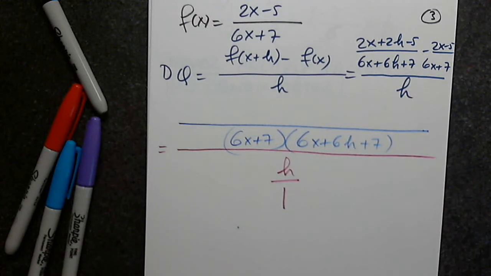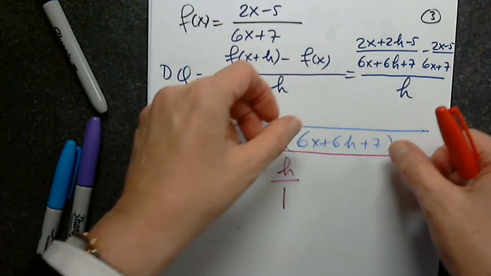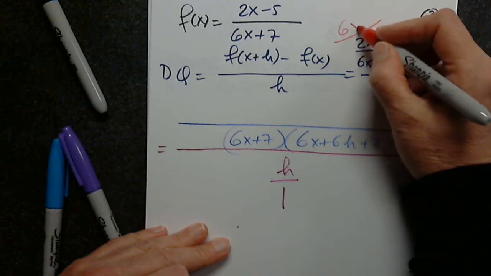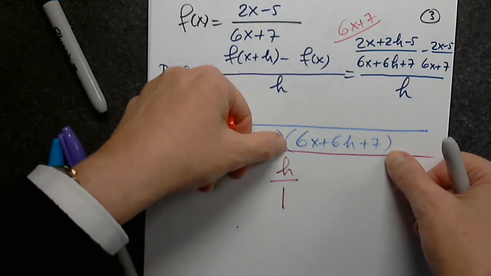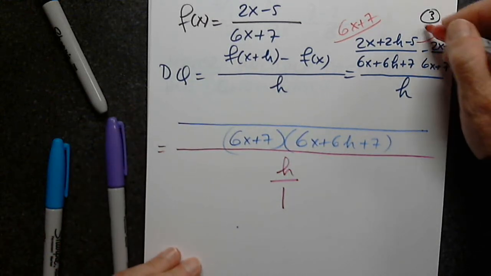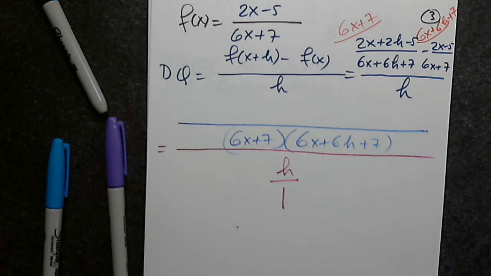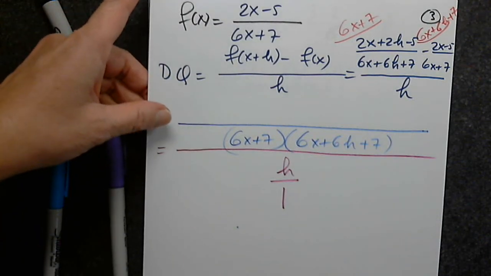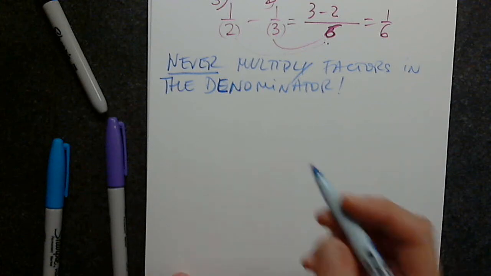6x plus 7 times 6x plus 6h plus 7. Awesome. So then this was multiplied by, we'll have to do the same thing to the top. This was multiplied by, we have to do the same thing to the top. Now, one other remark before we start this. I don't like to write this.